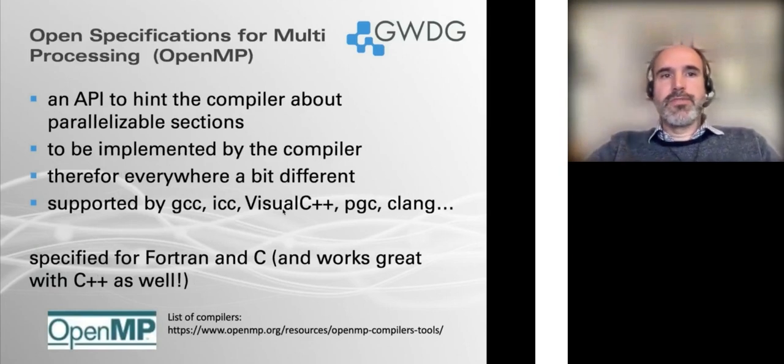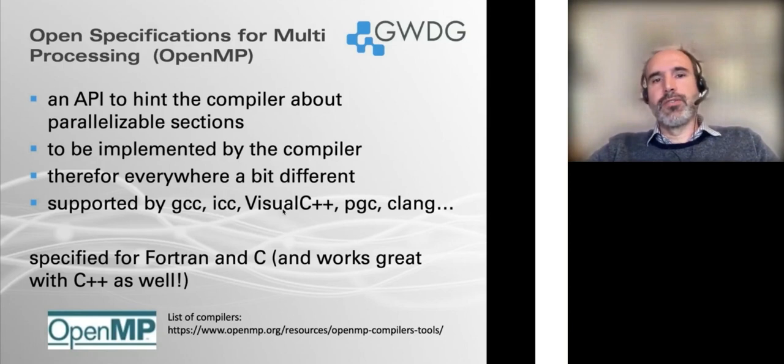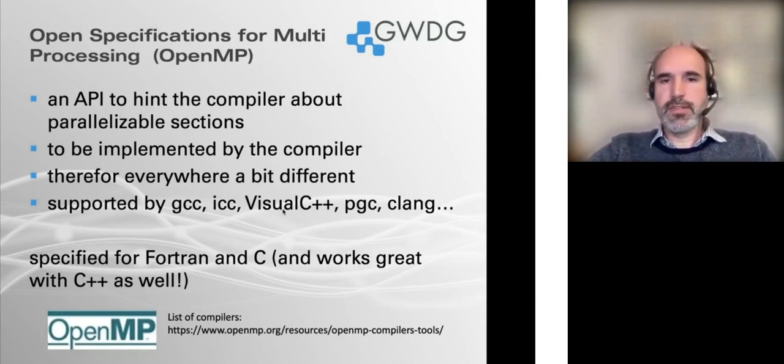So OpenMP stands for Open Specifications for Multiprocessing. It is basically an API to hint the compiler about the parallelizable sections. So you tell the compiler, or later on the runtime environment, what part of your code can be parallelized easily using threads by giving statements in your code. These statements can be ignored by some compilers. Some compilers would accept those and would try to parallelize the code based on your hints and your directives to the API.